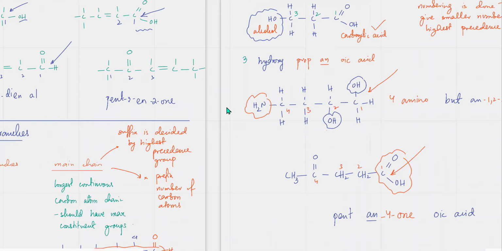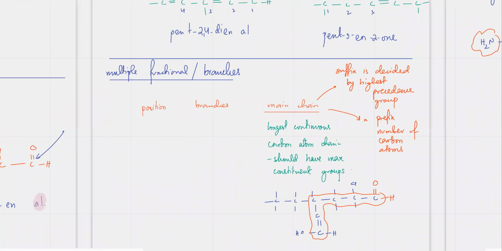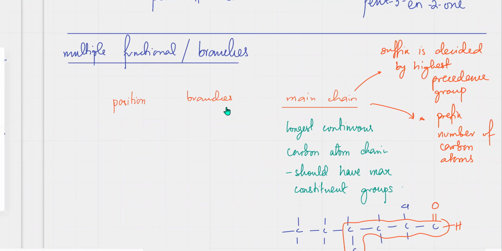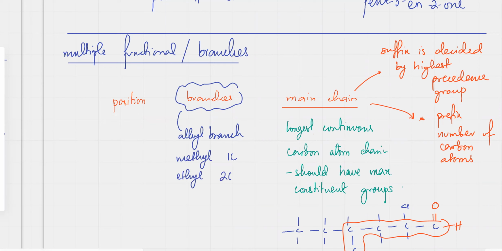Double bonds with multiple functional groups, and the ones with branches. So you'll have a carbon branch that's known as an alkyl branch. If it's a 1-carbon atom alkyl branch, it's going to be known as methyl. It's going to be ethyl if it's got 2 carbon atoms, and so on.